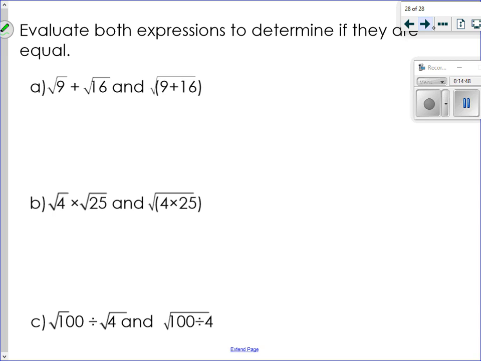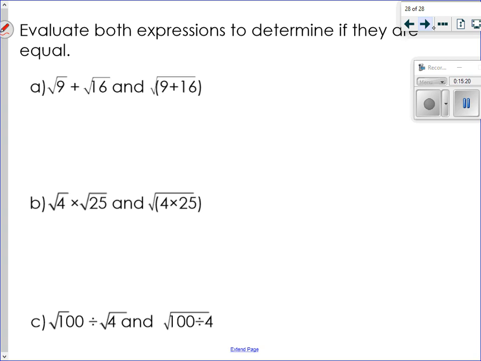Okay, one last set of questions to evaluate. We're going to have a look at these expressions and see if they are equal. They have the exact same numbers and the exact same signs, but the difference is the bracket. Okay, so we have the square root of 9 plus the square root of 16. And we want to see if that gives us the same answer as when we bracket that whole amount, and we do it as the square root of 9 plus 16.